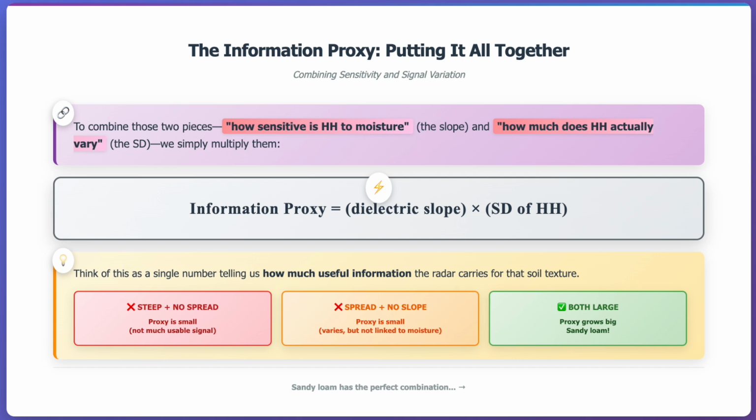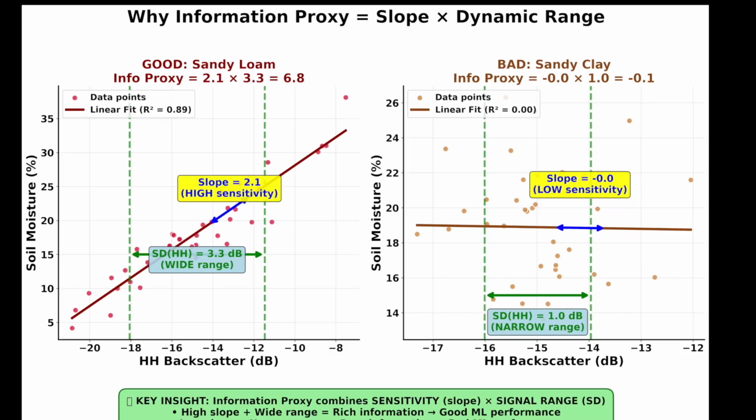And we want to see if this information is high for the Sandy Loam, and that's why we are seeing Sandy Loam perform better. That's what we are going to see in the next few slides. So to understand our concept, before I show you the real results, I made up a simulated example to show a good soil from a bad soil from our information proxy concept.